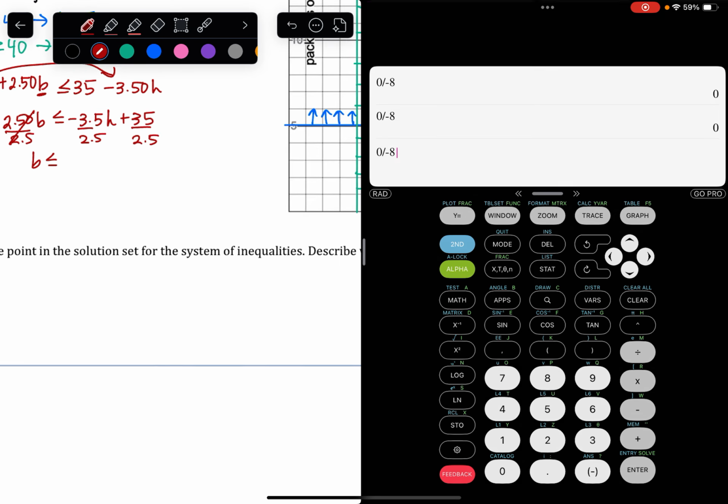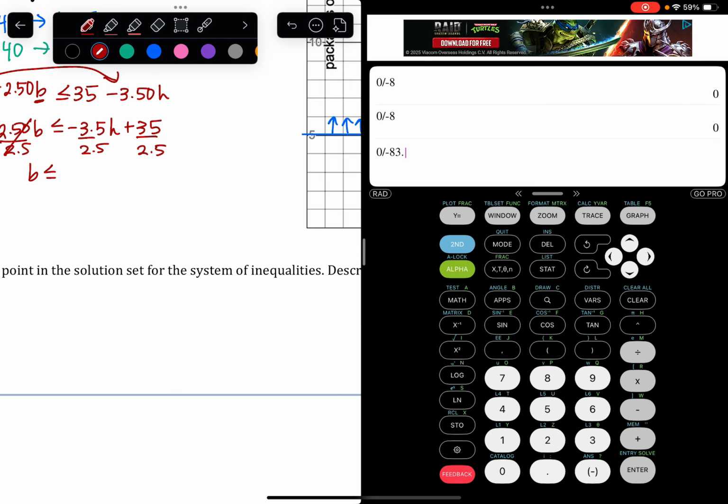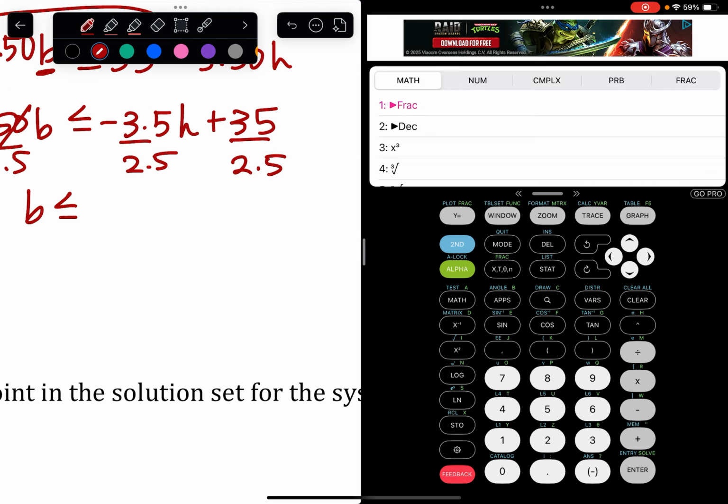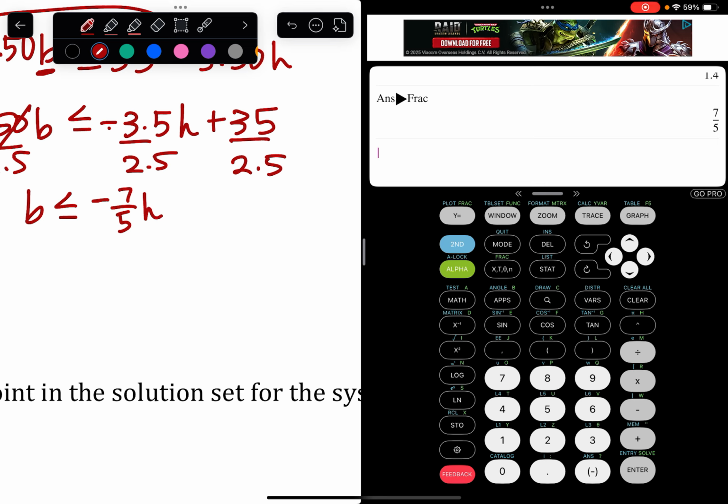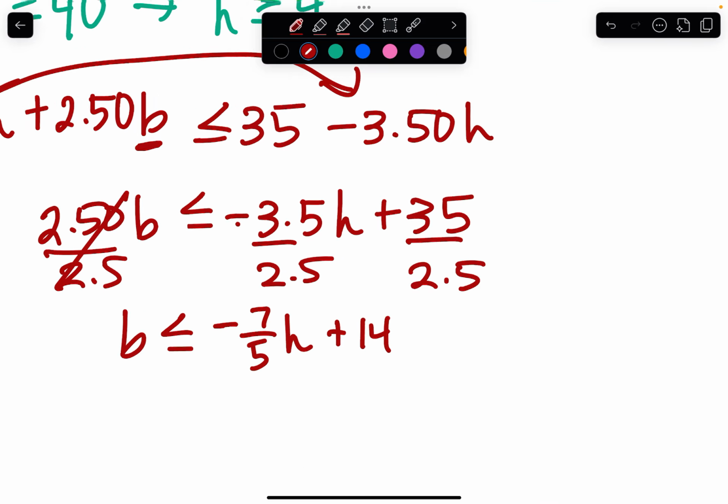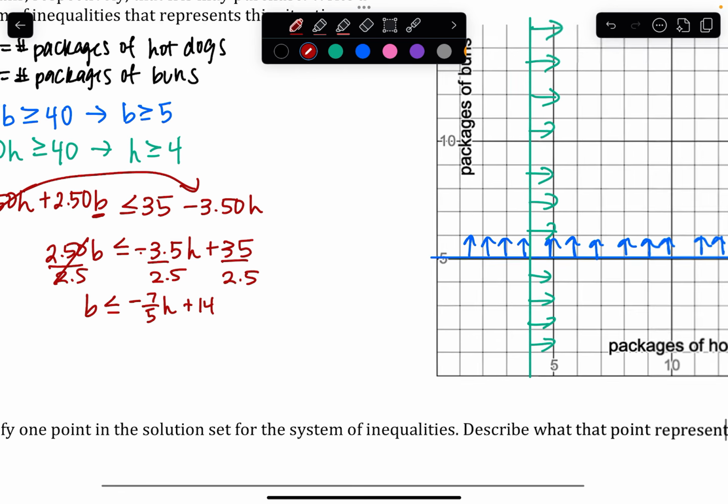Okay, so B is less than or equal to, I'm going to use my calculator for this. Some of y'all could do it without it. I could, but I don't want to. So 3.5 divided by 2.5 is 1.4. And so in fraction form, that would be 7/5, and don't lose your negative. And then 35 divided by 2.5 is 14. Okay, and so my y-intercept is 14.